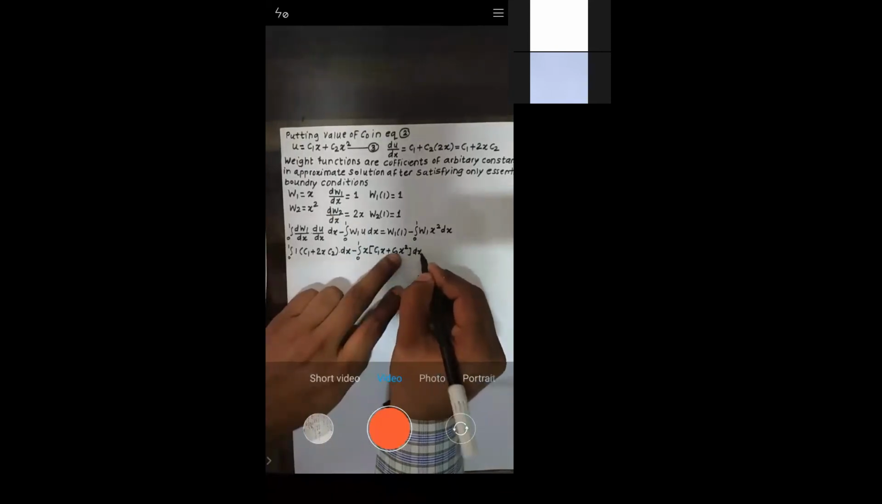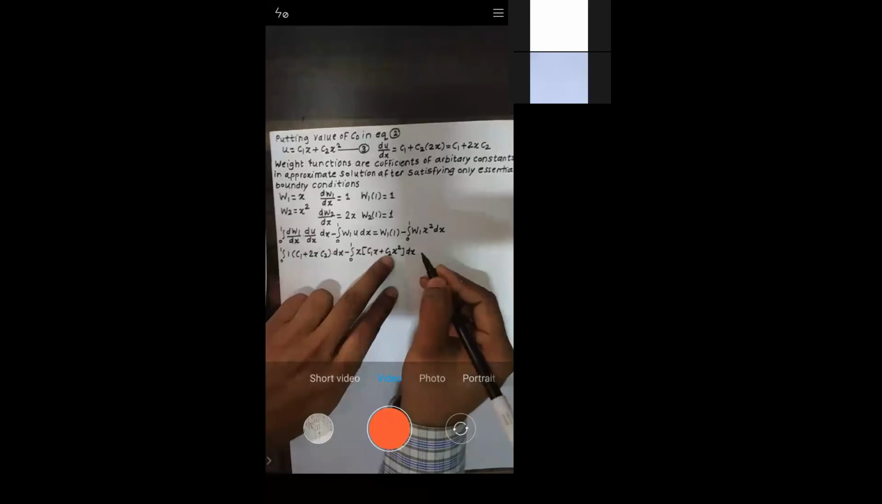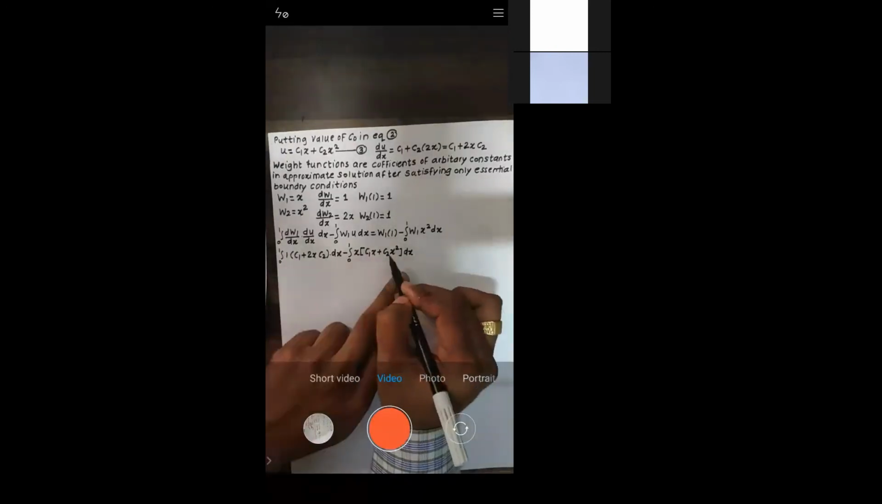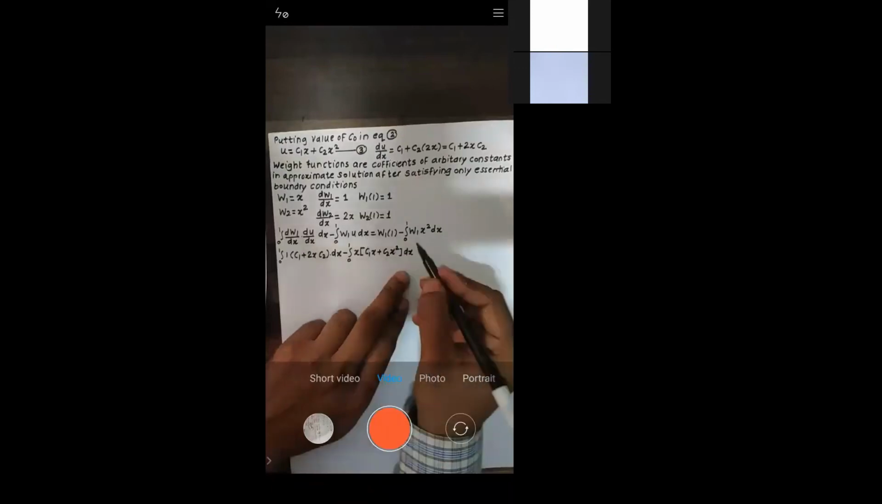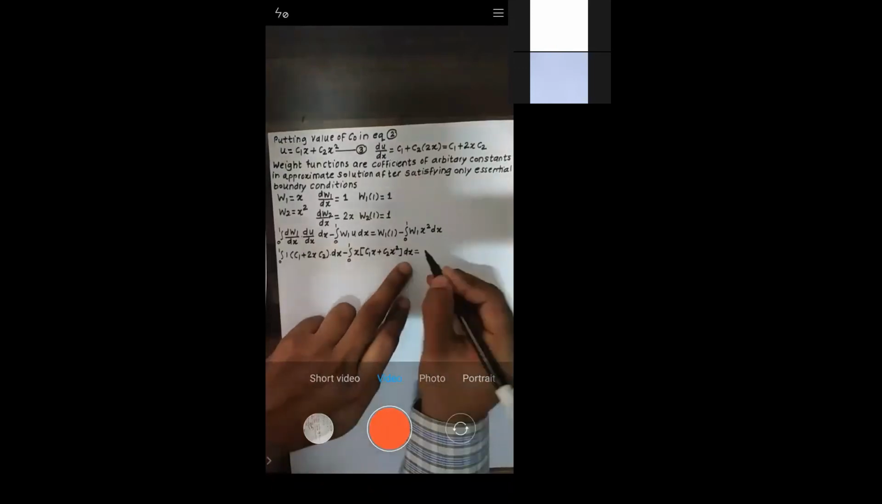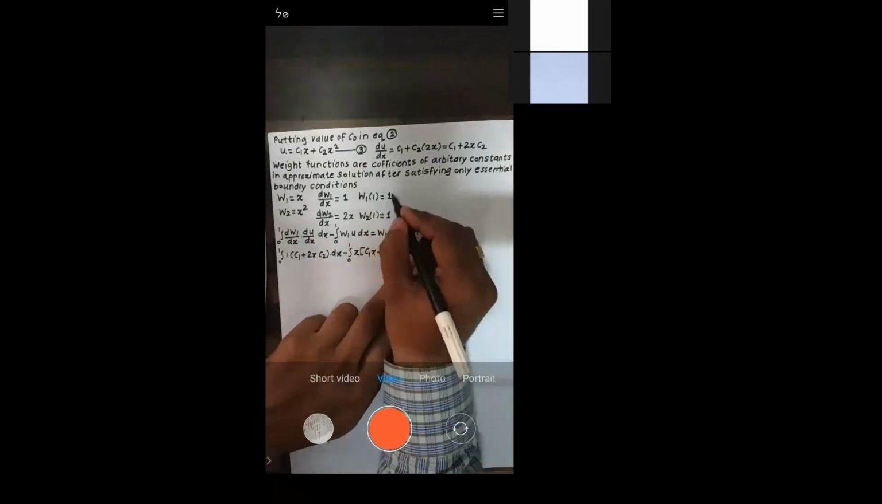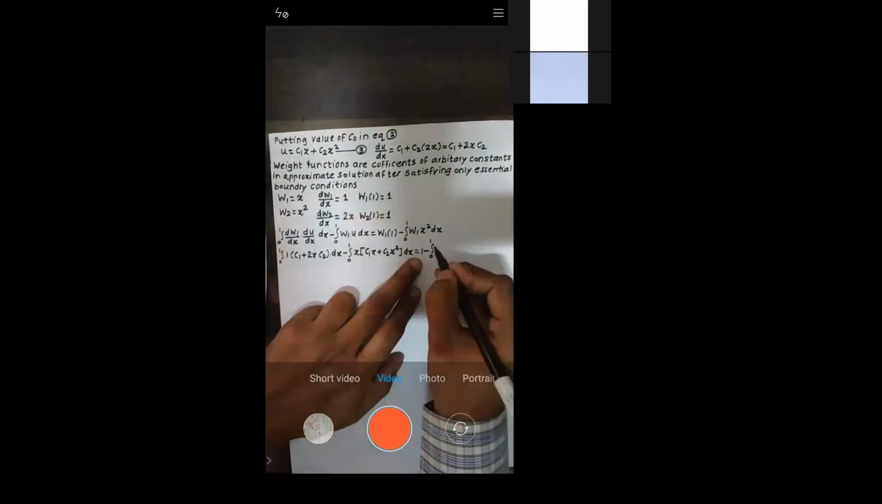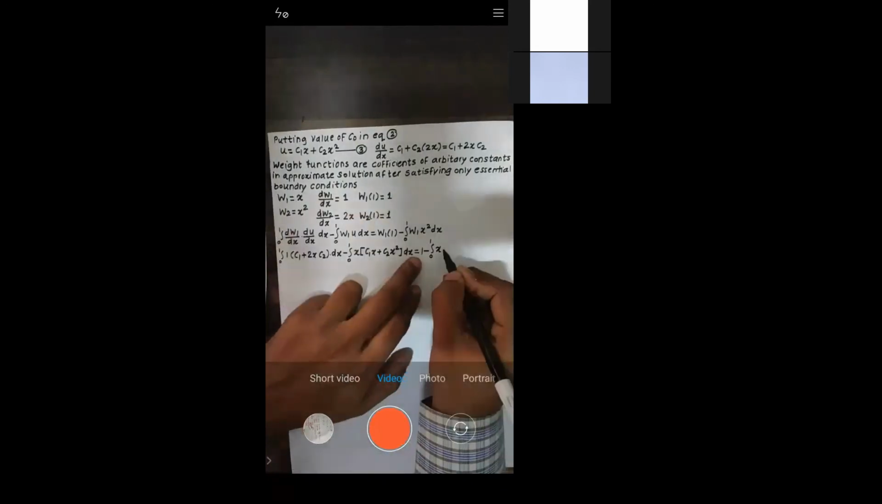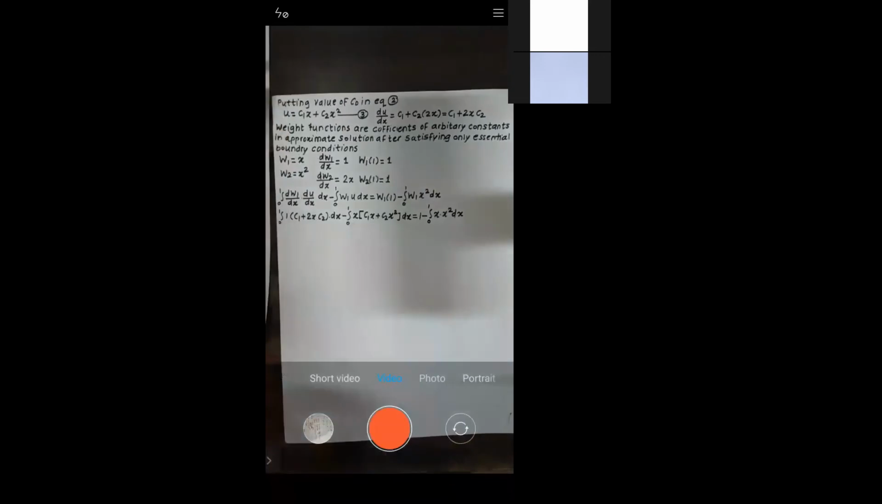Into dx. See, w1 is x. This is u, c1x plus c2x square into dx is equal to what? The weight function at x is equal to 1, so it's 1 minus integration 0 to 1. What is the first weight function w1? It is x into x square dx. Have you understood this one? I just substituted the values. Nothing else I have done.